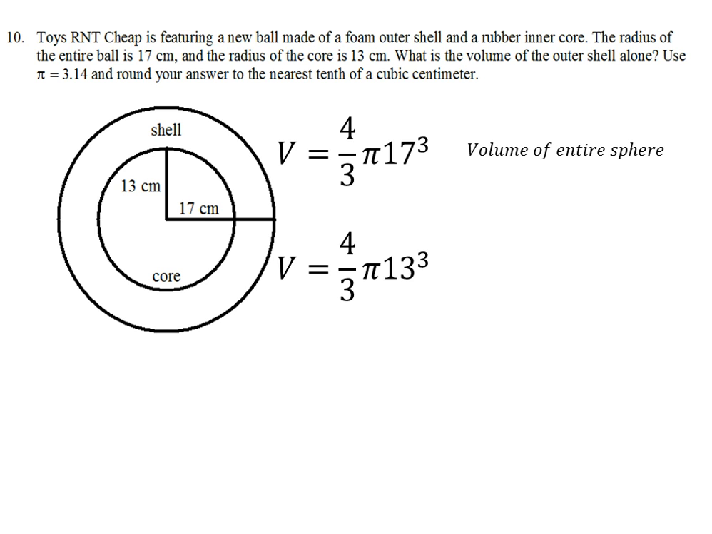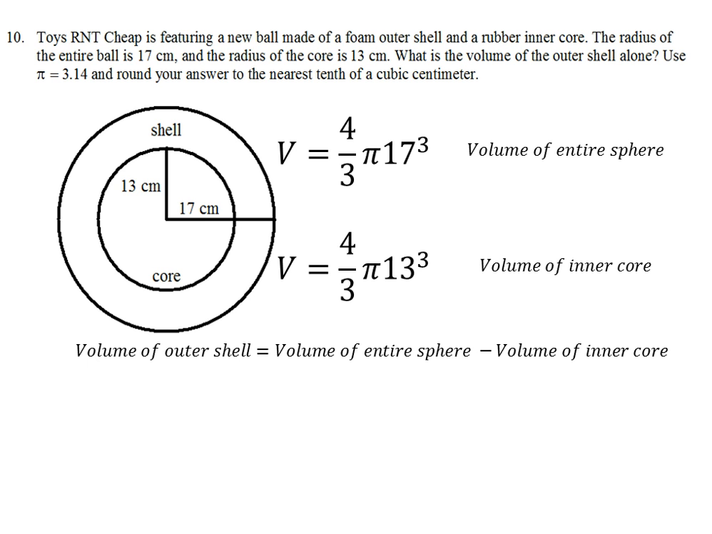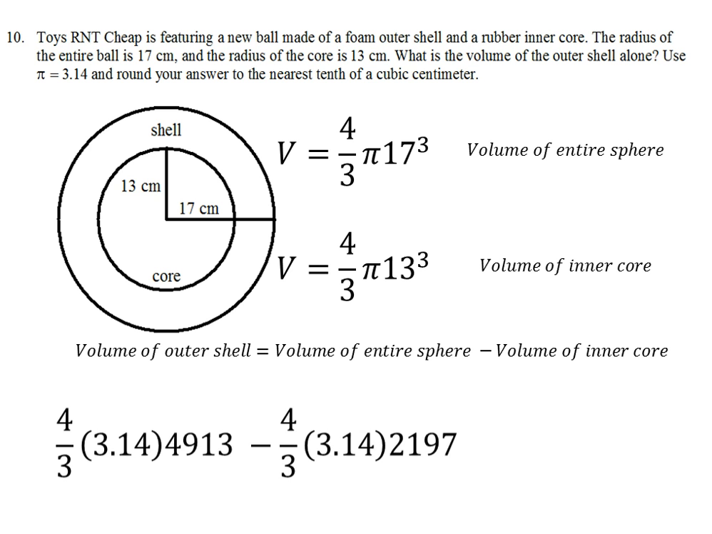Once I do that, I'm going to find the volume of the inner core. That core there, I'm going to find the volume of that because I'm taking that out. That's not included in the shell. So I'm going to evaluate these two things. This looks like a mess, but we can still evaluate it. Just do it a step at a time. So the volume of the outer shell is going to be the volume of the entire sphere minus the volume of the inner core. So I'm going to subtract those two things.